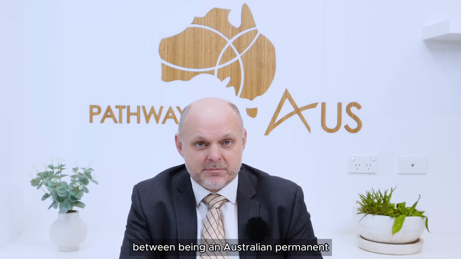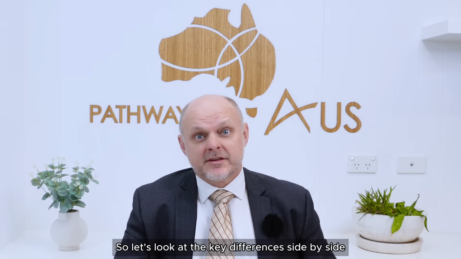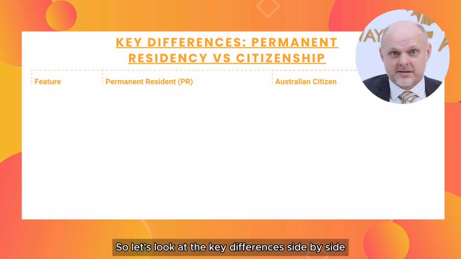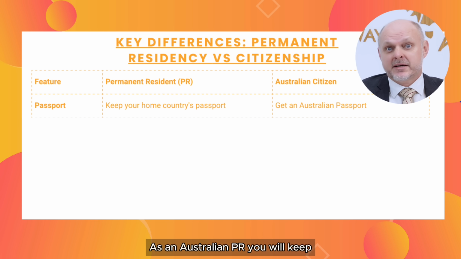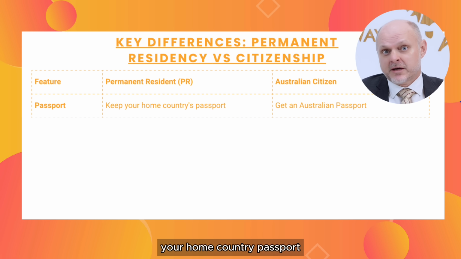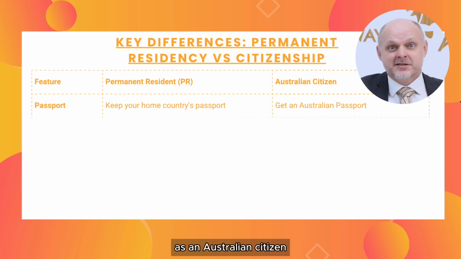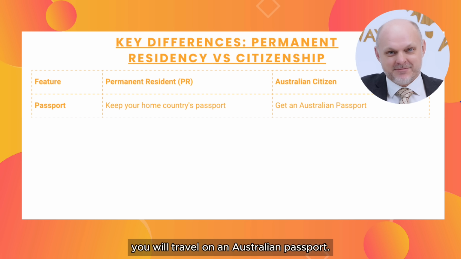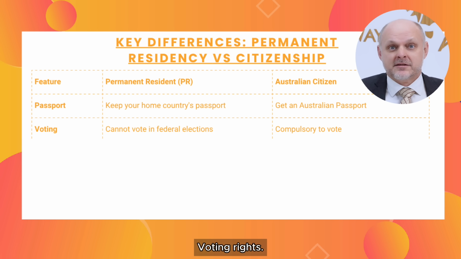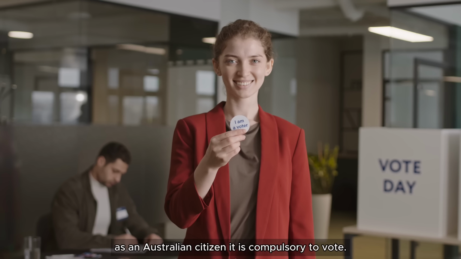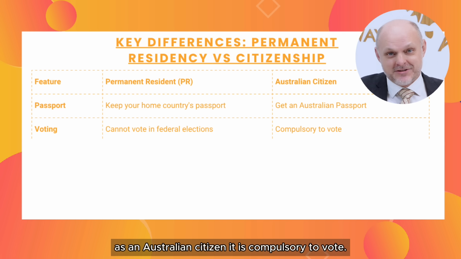But there are some very key differences between being an Australian permanent resident and being an Australian citizen. So let's look at the key differences side by side. Passport. As an Australian PR, you will keep your home country passport. As an Australian citizen, you will travel on an Australian passport. Voting rights. As an Australian PR, you cannot vote in federal elections. As an Australian citizen, it is compulsory to vote.